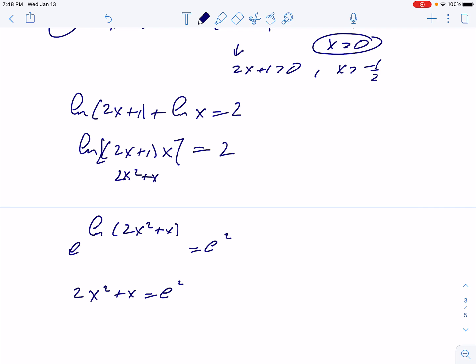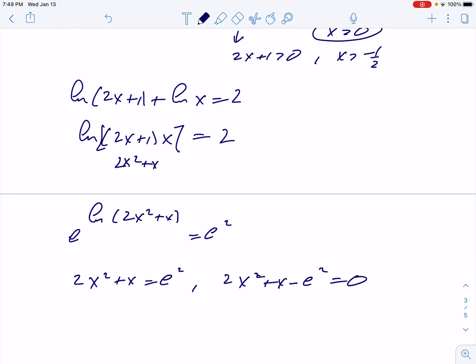And then we have a quadratic equation for x. 2x squared plus x minus e squared equals 0. Using the quadratic formula, x will be -1 plus minus square root 1, and becomes plus because I had to write minus for AC, and because this c here is negative, becomes plus. And 4 times that's 8 e squared over 4.